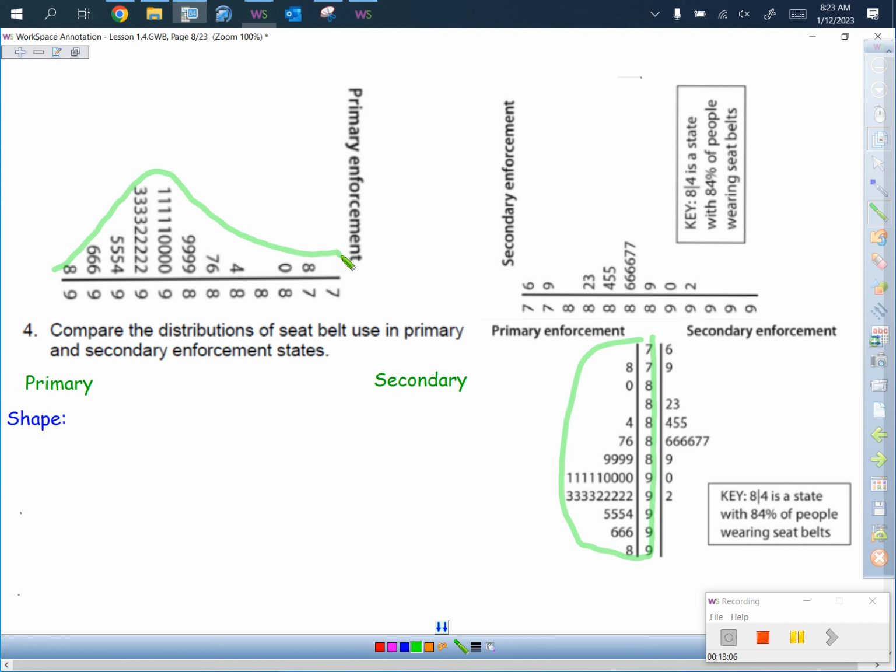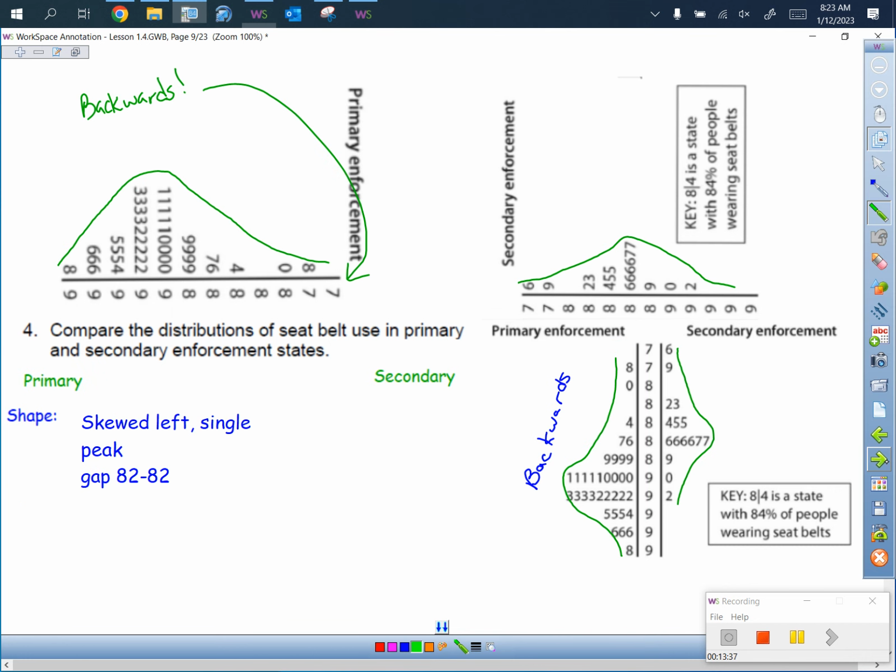But this is backwards. Are you with me? Like, see how this is 9s, 8s, then 7s? Right? So when your brain says skewed right and you know it's a backwards graph, what is the real answer? Skewed to the left. Right? Skewed to the left, and then we'll put some other details.